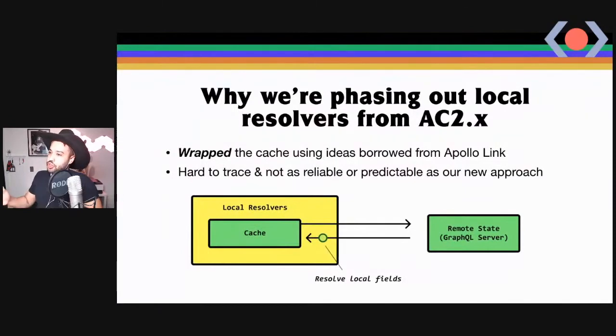We're phasing out local resolvers. They still work, and they'll still continue to work in AC3, but it's interesting to know where they came from and why we're moving away from a technical standpoint. Local resolvers borrowed ideas from this package called Apollo Link. They're wrapped around the cache in a way that when we resolve data, the cache itself wasn't really sure if fields were being resolved from remote state or from local resolvers. And that kind of made it hard to trace. So we aimed for something more reliable and predictable in this new approach.